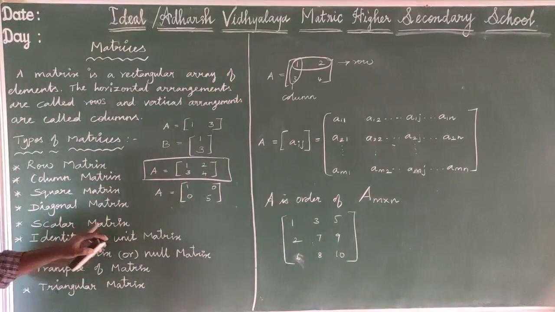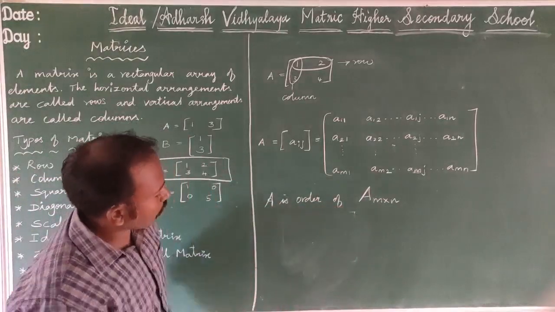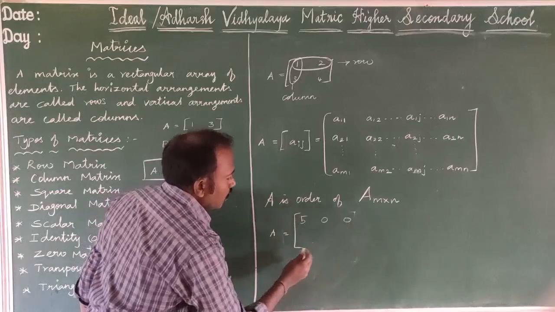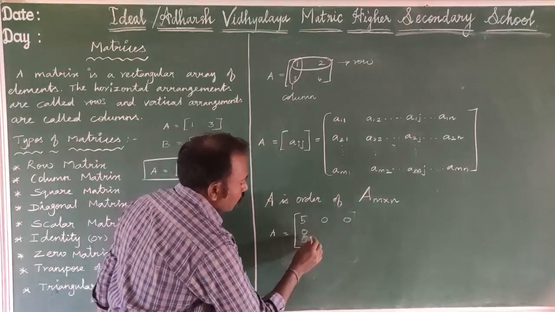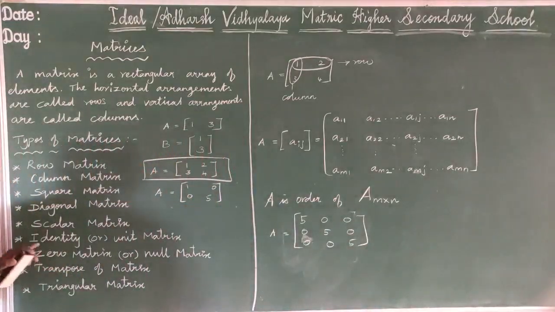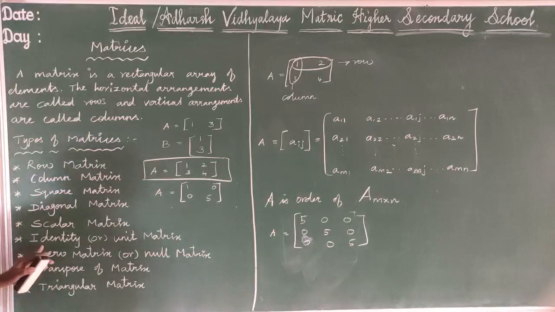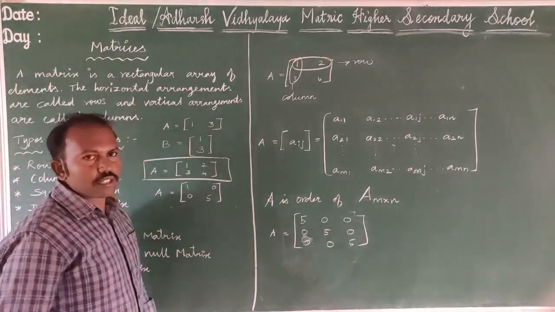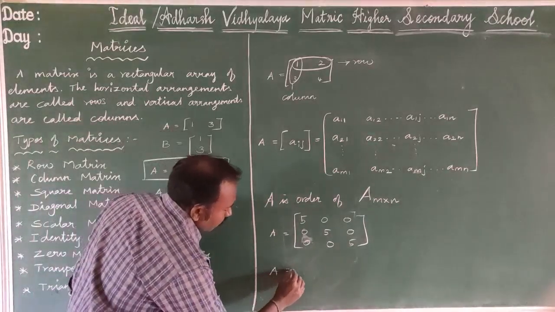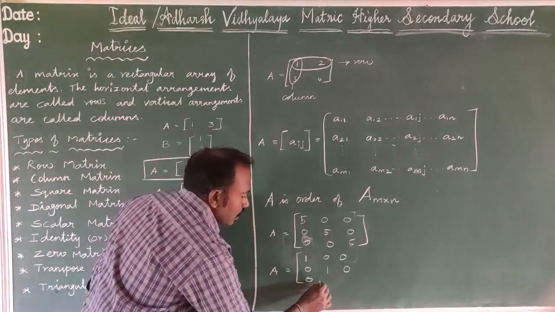Next one, scalar matrix. The scalar matrix has the same elements in the leading diagonal. For example, A is equal to 5, 0, 0, then 0, 5, 0, then 0, 0, 5. That is scalar matrix. Next one, identity or unit matrix. In the leading diagonal, the same value, that is 1. For example, A is equal to 1, 0, 0, 0, 1, 0, 0, 0, 1.